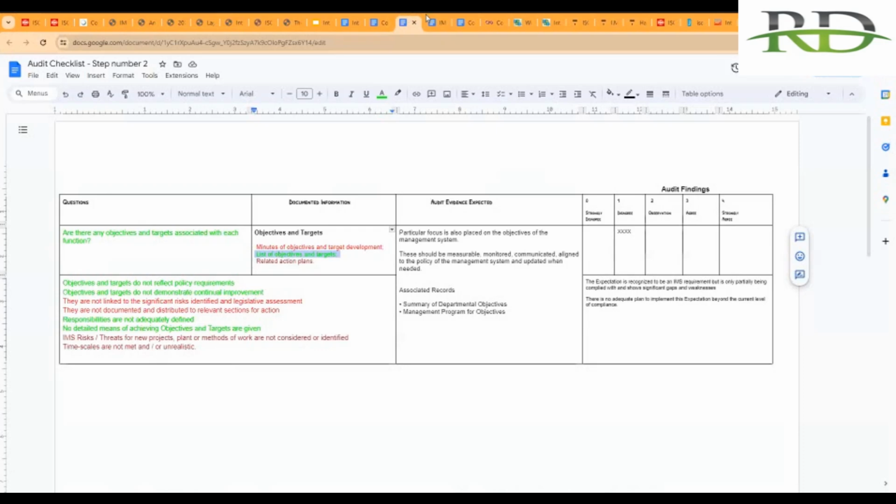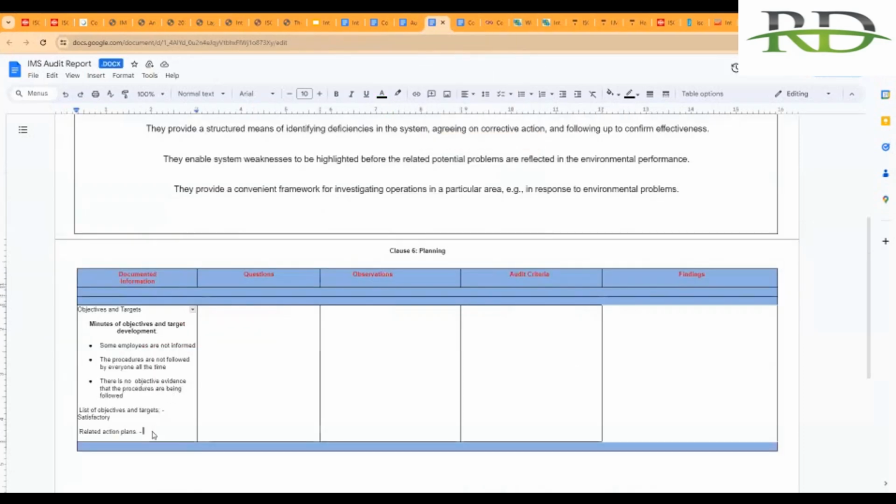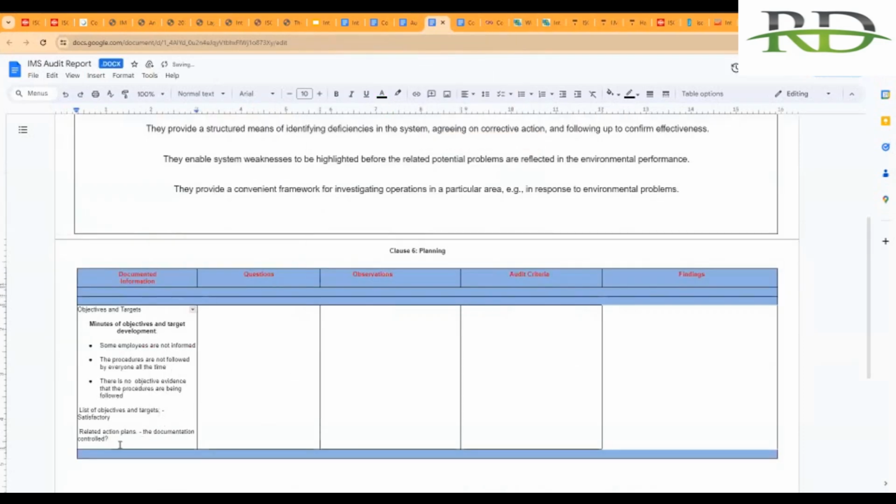You understand? Always remember, as an auditor, there should be explainability, like, the documentation is not controlled. Because the auditees should actually understand how exactly you came up with your audit findings. What did you look at and what did you find? That information is very important.